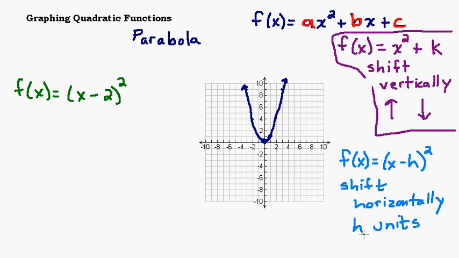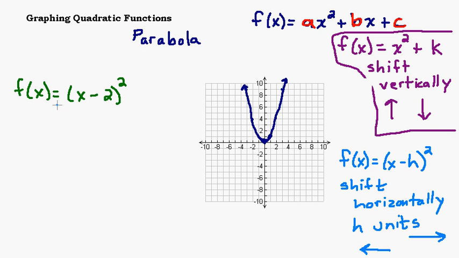So that means it's going to shift it 2 units horizontally. +2 units, so it's going to shift it to the right. Okay, if it was different, it would shift it to the left. I'll show you one of those in a second.